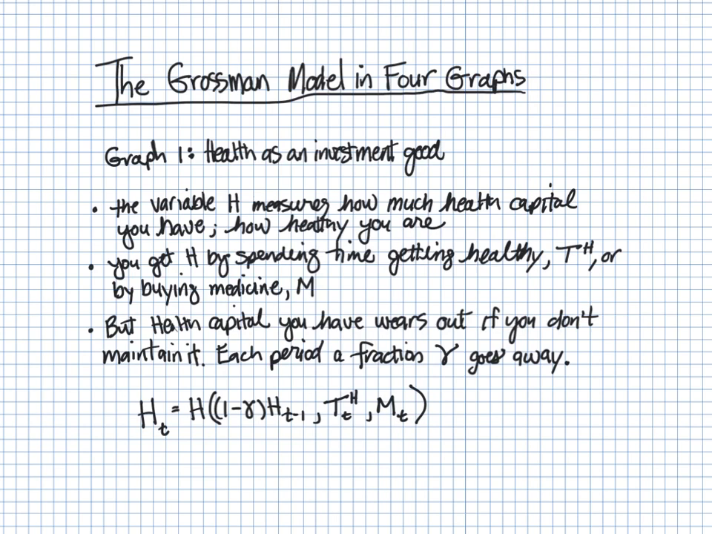So one of the most important variables in this model is H, right here. That measures how much health capital you have. In other words, you can think of this as a sort of measure of how healthy you are. So how do you get H? Well, you get H by spending time getting healthy. So this could be like exercising, informing yourself about dietary habits, something like that. So time spent getting healthy is represented by the variable TH. The other way you can get healthy is by buying things that make you healthy, like medicine.